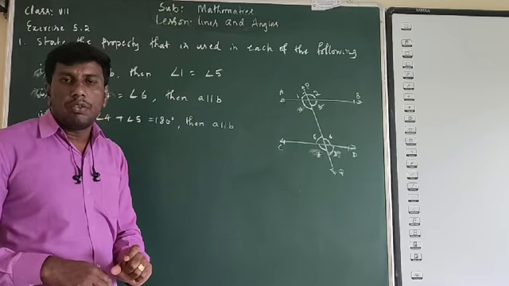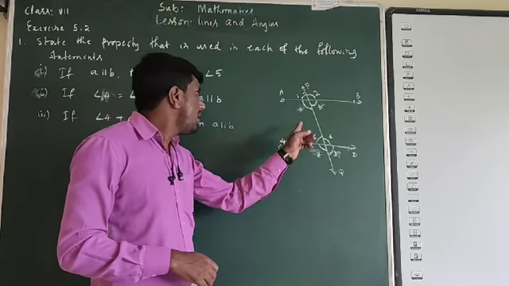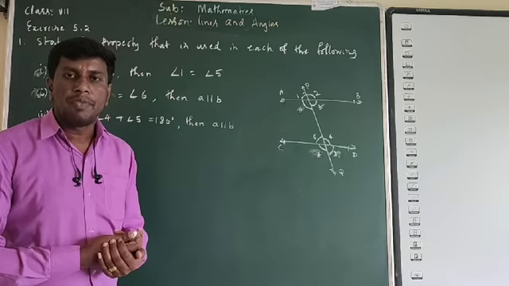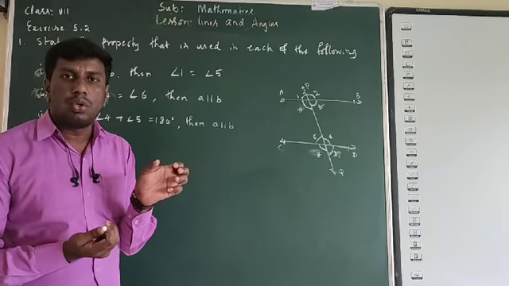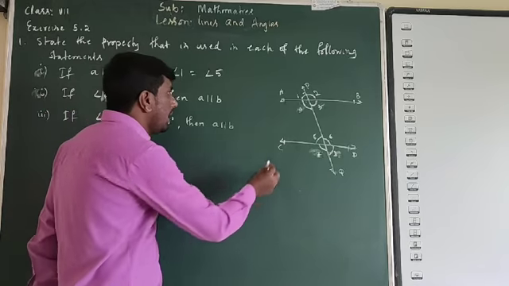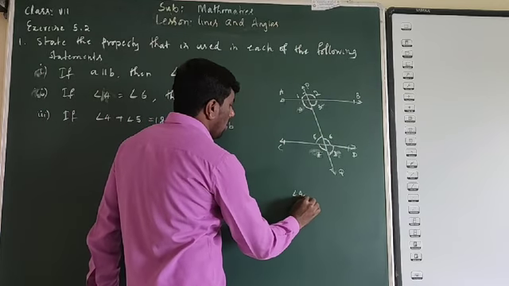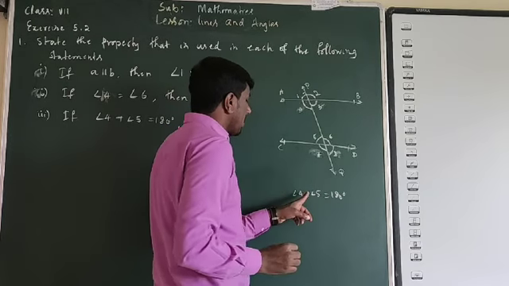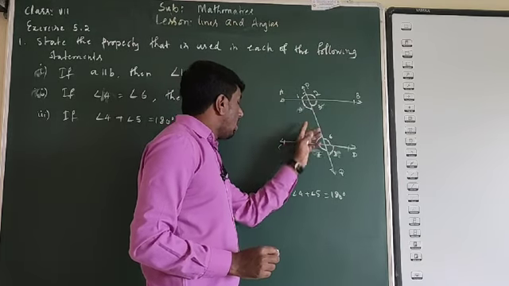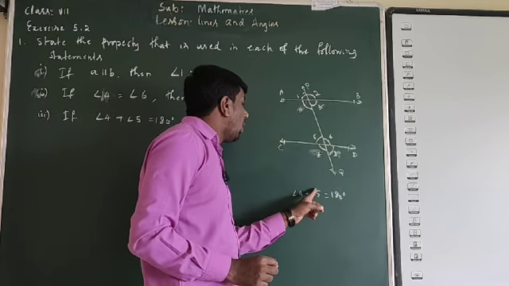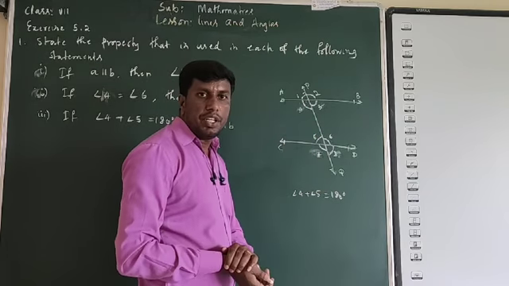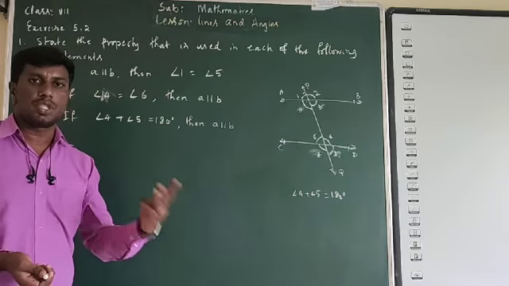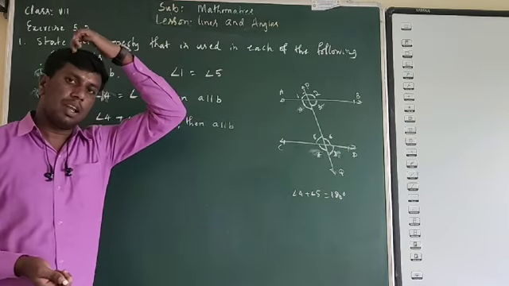Then each pair of interior angles on the same side of the transversal are supplementary. What do you mean by supplementary? If you add those two angles, the sum must be equal to 180 degrees. Angle 4 plus angle 5 is equal to 180 degrees. This means that interior angles on the same side of the transversal are supplementary. These three conditions are satisfied if these two lines are parallel.